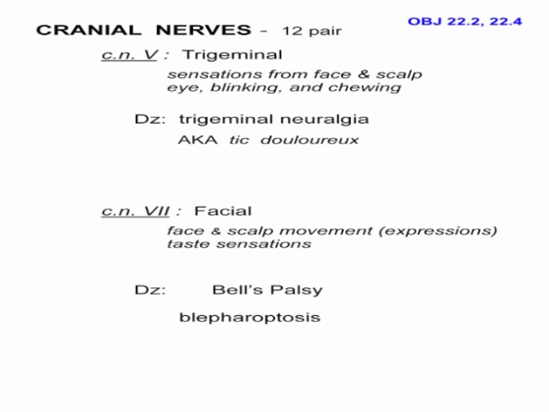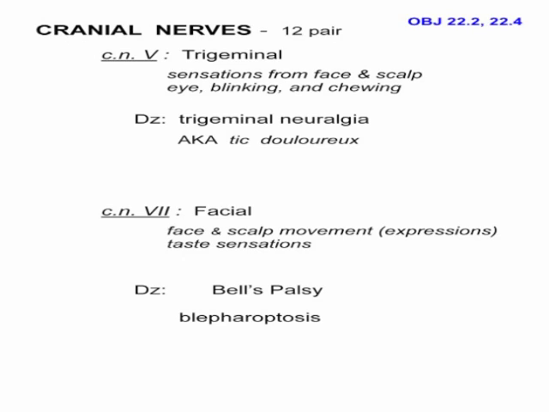There are 12 pairs. The first cranial nerve that we will be discussing is cranial nerve number 5, or the trigeminal nerve. This controls sensations from face and scalp, including eyes, blinking, and chewing. The disease that we can see with this cranial nerve is trigeminal neuralgia. The symptoms associated with trigeminal neuralgia are intense pain and facial tics.